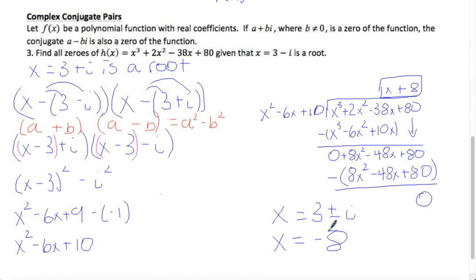And writing the function as a product of linear factors would be x minus (3 plus i), x minus (3 minus i), and x plus 8.